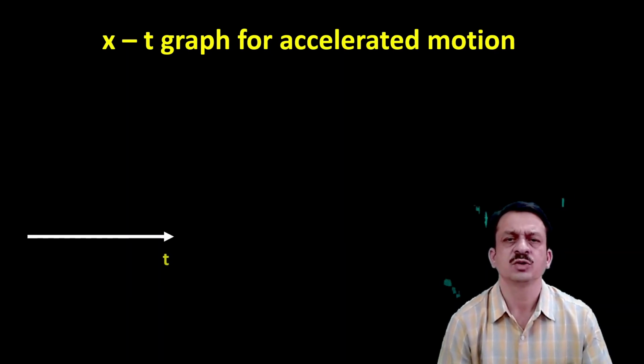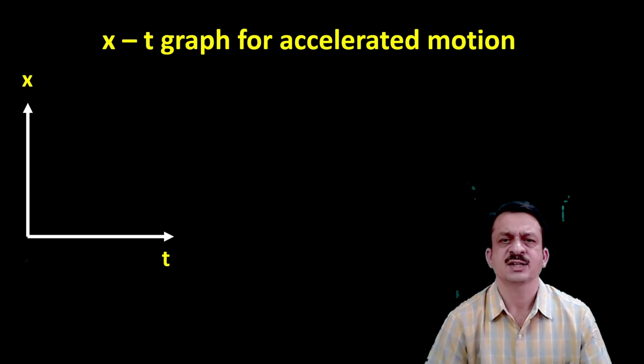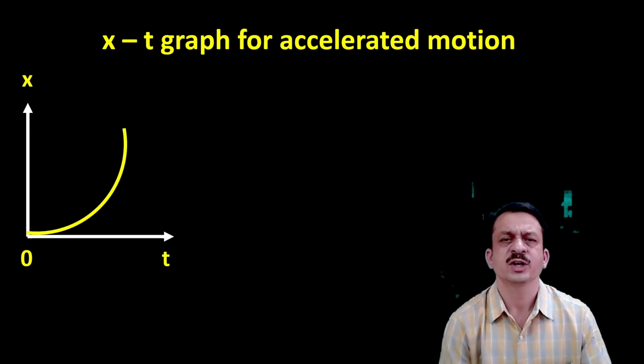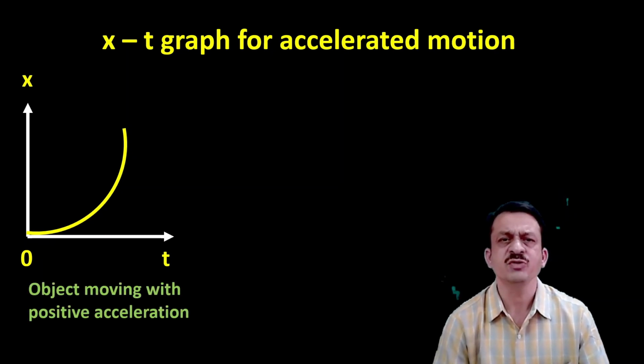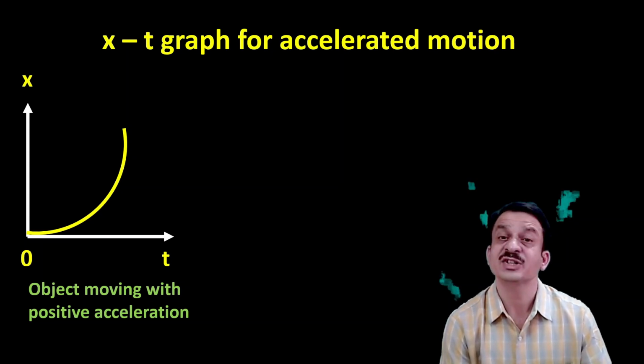We know the xt graph, we are taking time along the x-axis and position along the y-axis. Now if the object is moving with the positive acceleration, then we have this beautiful increasing curve. This yellow line indicates object moving with the positive acceleration. If acceleration is negative, that is decreasing acceleration, what will be the xt curve?